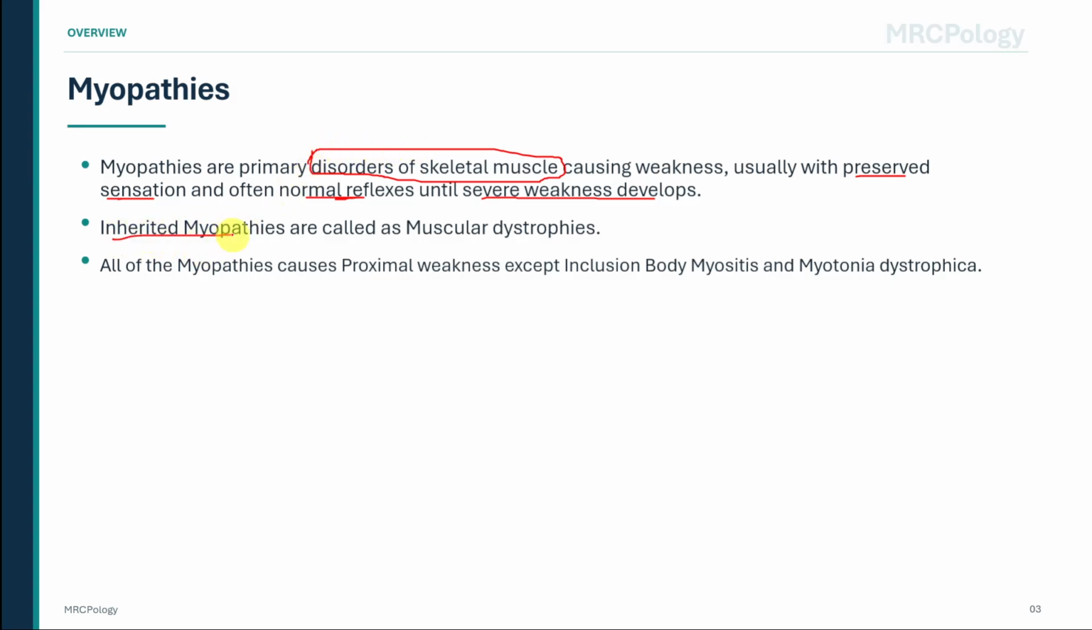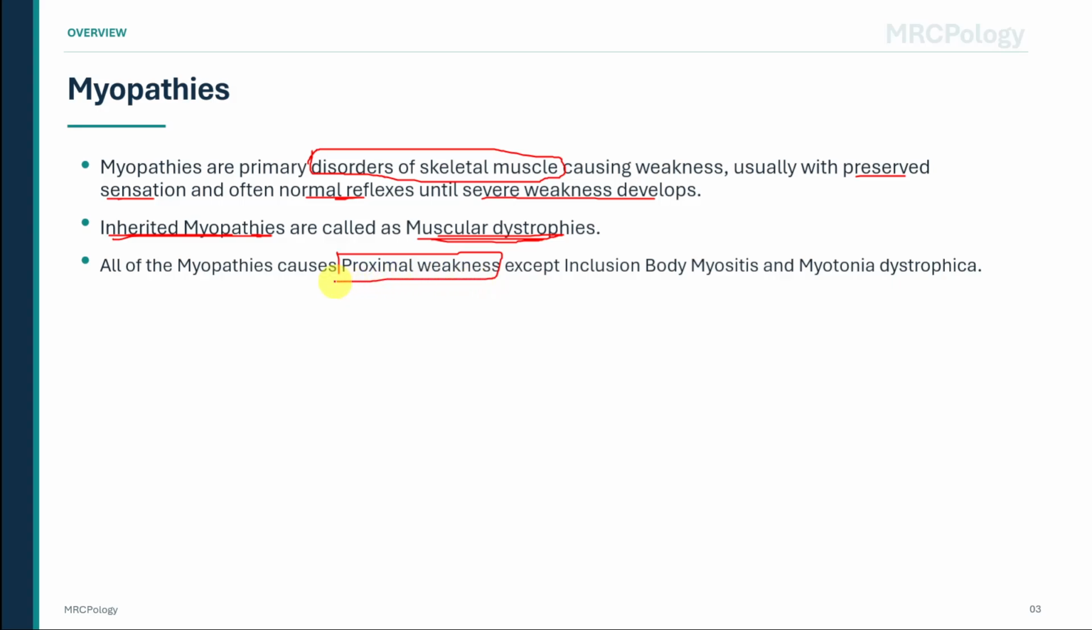Muscular dystrophies are inherited myopathies characterized by progressive muscle fiber degeneration, but not every inherited myopathy is a muscular dystrophy. Other inherited disorders include congenital, metabolic, mitochondrial, and channel-related myopathies. Most myopathies predominantly affect proximal muscles, but there are important exceptions.